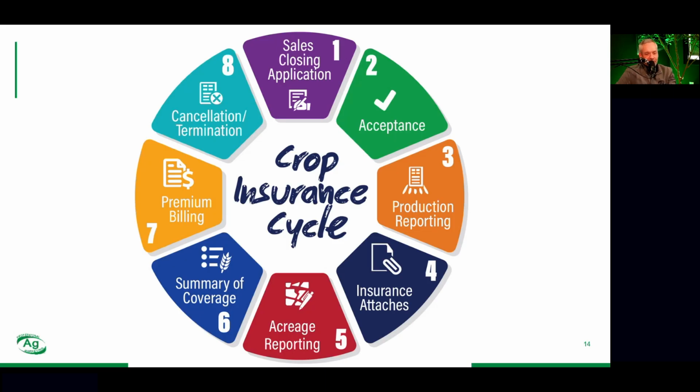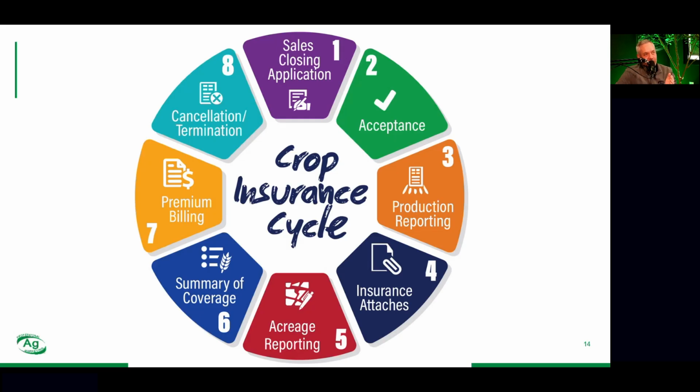Because we can always turn a claim in, and if it turns out that by the time harvest wraps up there isn't a claim, it is easy to withdraw. If we determine later in the year that we had a claim, it is very difficult to open up a late claim. So during harvest, maintain communication with your agent and communicate any potential claims.